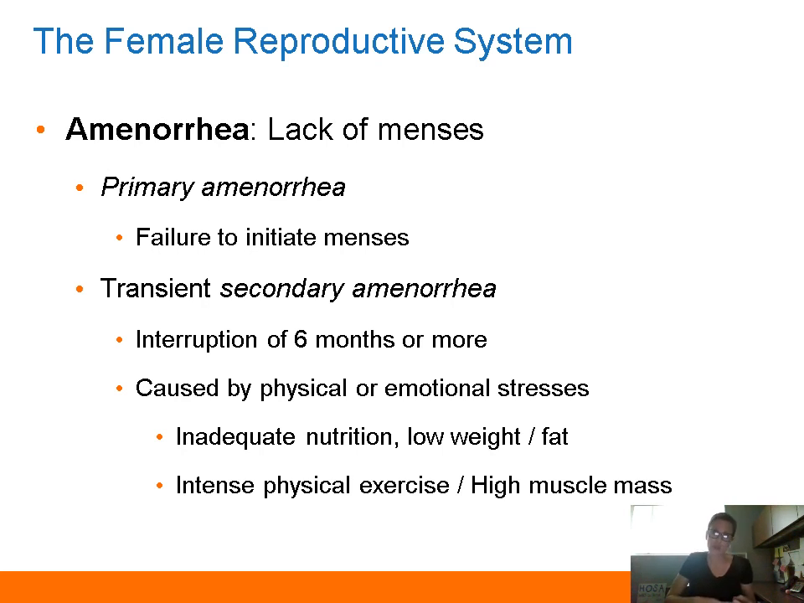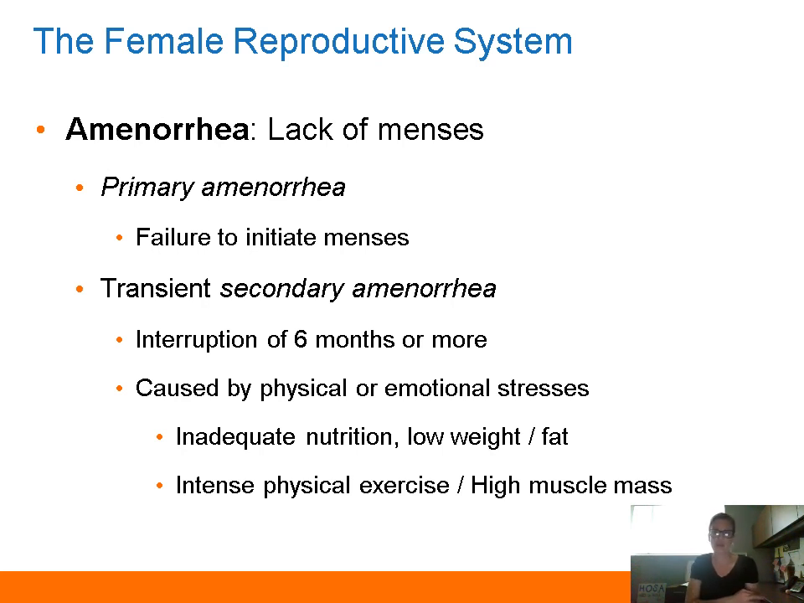Fat tissue converts androgens into estrogens. Androgens are the male sex hormones. Testosterone, for example, is an androgen. Estrogens are the female sex hormones. Females do have androgens, like testosterone present. But some of that testosterone gets converted into estrogen. And again, that happens in fat tissue.